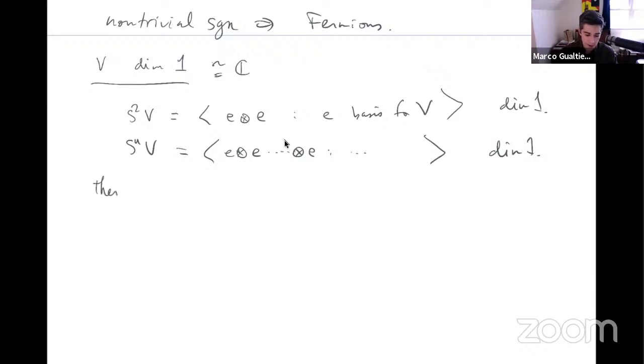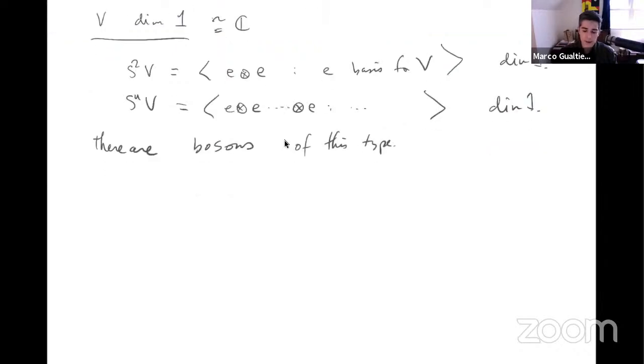So there are bosons of this type, n in number. Okay.